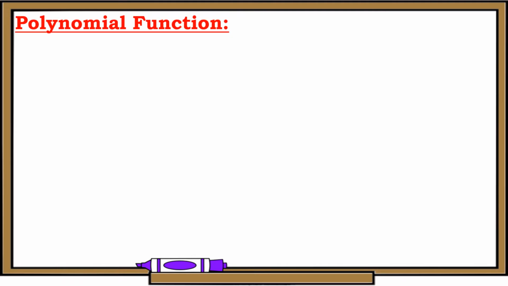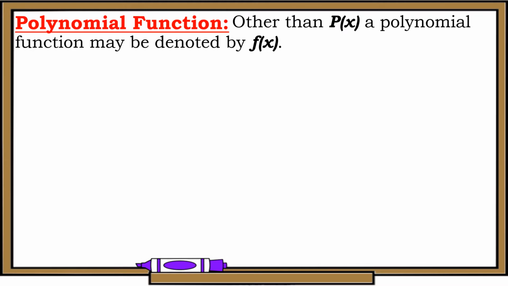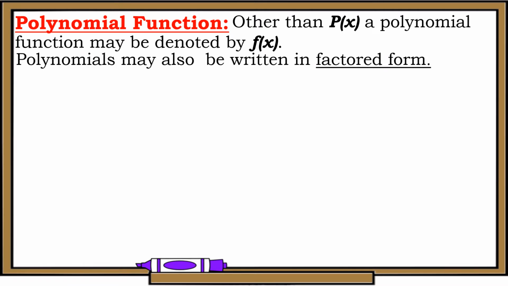Polynomial function. The polynomial function can be written in any order, but to make it in standard form, we must arrange the exponents in decreasing order. Other than p of x, a polynomial function may be denoted by f of x. Polynomials may be written in factored form.